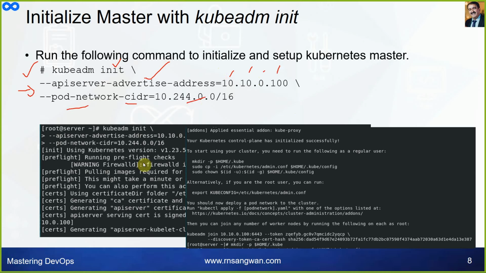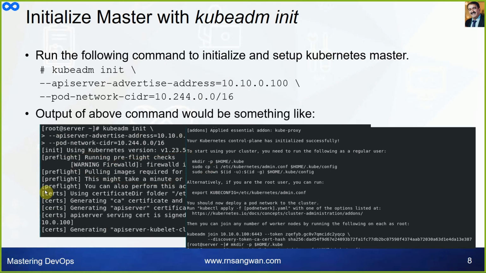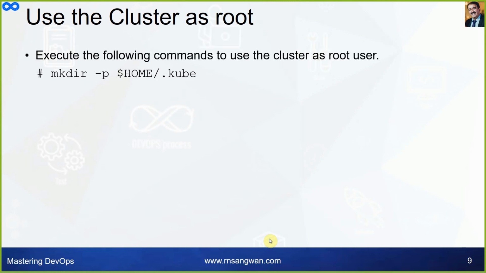This is a pod CIDR block, and this is one warning which is related to firewall, and I'm okay with this because I have already enabled all the ports, so it's not a challenge for me. Output of the command is like this only. Point to be noted is the three commands which are displayed in the output. Execute these three commands and copy the join command in a notepad file, because this is the command which you will be executing on tester1 and tester2 to make them join the cluster. Use the cluster as a root.